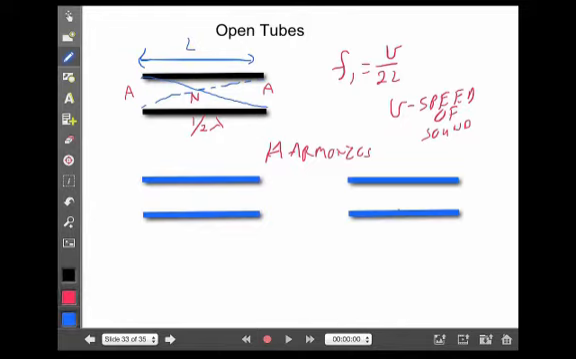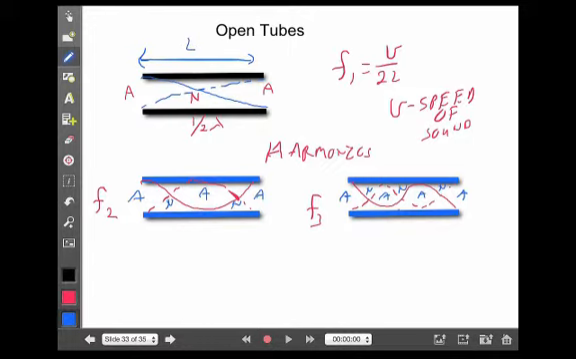In the harmonics, if I draw my wave, my next possible shape would look like this. In other words, this is my F2. Now you'll notice that I have antinode, antinode, antinode, node, node. Then F3: antinode, antinode, antinode, antinode, node, node, node. So notice, again, the opposite of the string. This time, the number of nodes matches what harmonic you're dealing with.